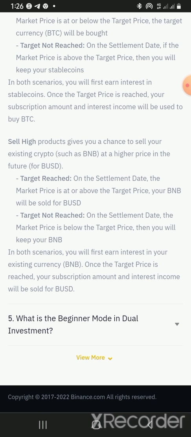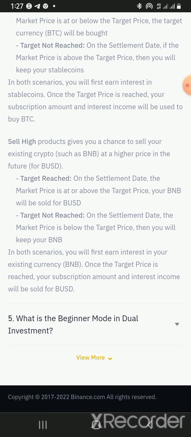For you to subscribe for it, you are getting a particular earning for doing it, despite the fact that maybe if your prediction of buying or selling BTC on the trigger date you put did not come to pass, you are still making profit and you are not making any loss. So that is what they are trying to say. Once the target price is reached, the subscription amount and interest income will be sold for BUSD.